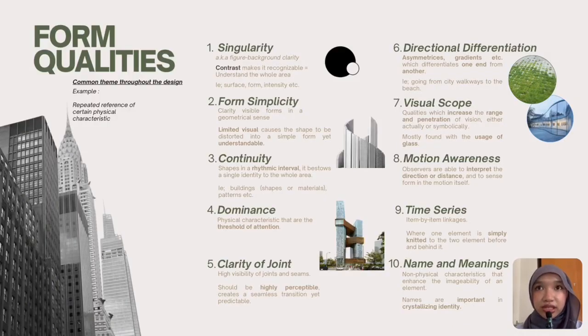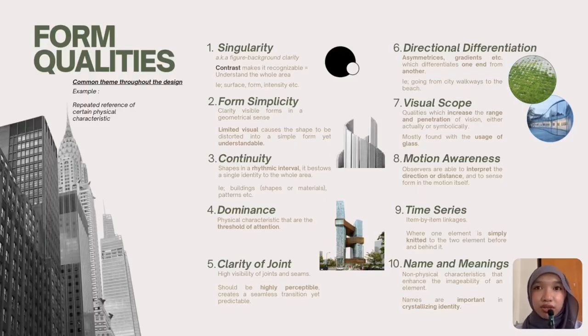Second is form simplicity, which is clarity of visible form in a geometrical sense. What that means is that limited visual cues cause a shape to be distorted into something simple yet understandable. Third being continuity, which is shapes in a rhythmic interval. It bestows a single identity to the whole area, for example buildings, whether in shapes or materials or patterns, etc. Fourth being dominance, which is a physical characteristic that is the threshold of attention.